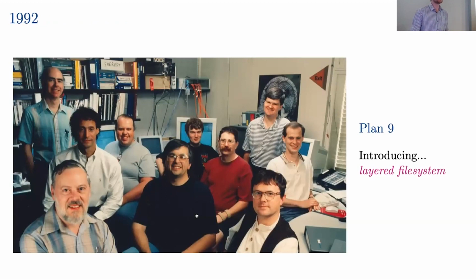technology advancement towards our goal of containers came in 1992. You get points if you can name the people in this image. I'm sure Richard's quite capable of doing so. This is the team who worked on the Plan 9 operating system, which was a reasonably clever operating system, and containers owe a lot to the Plan 9 operating system. And they introduced something called a layered file system. Okay, so what's that?